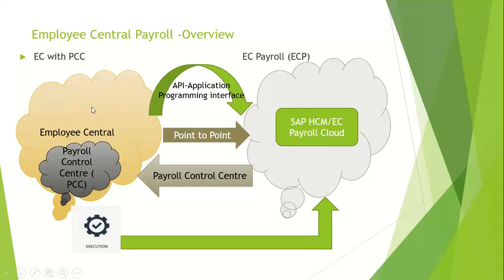For example, you have maintained the employee salary as 10,000 to 15,000, but you didn't replicate. If you don't replicate, here it has only 10,000, which is the old value. It will always consider the data available in ECP, not in the EC.